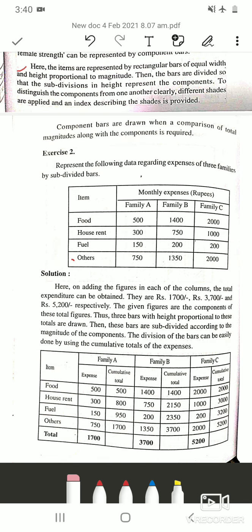So the first step is you have to find out the total expenses and you have to find out the cumulative total for each family or for the each individual quantity given.